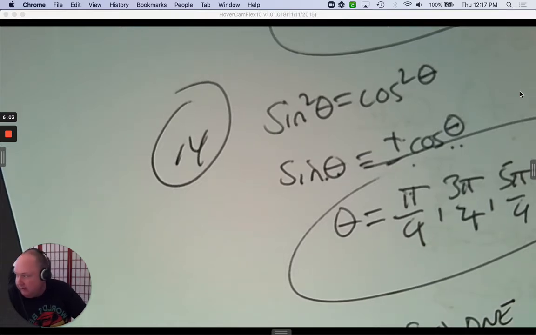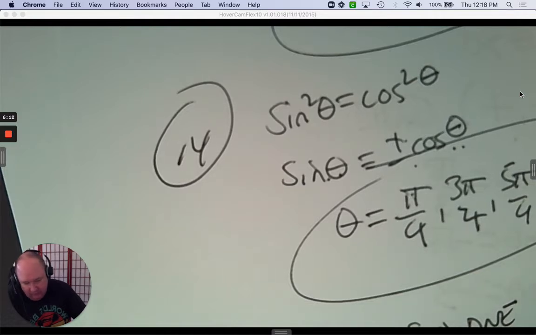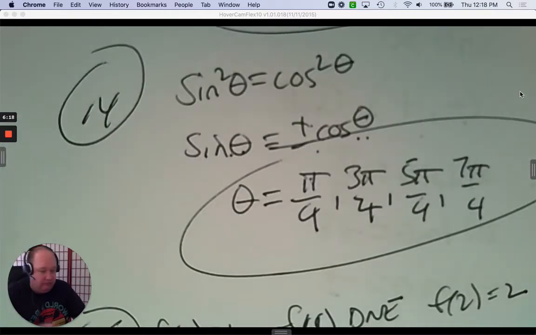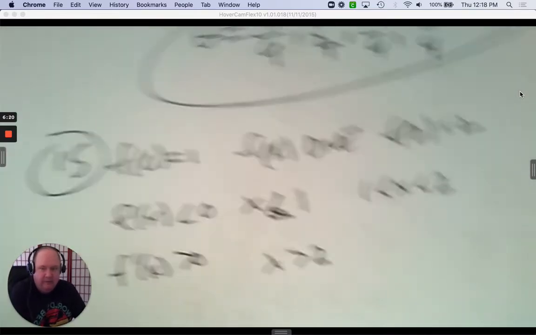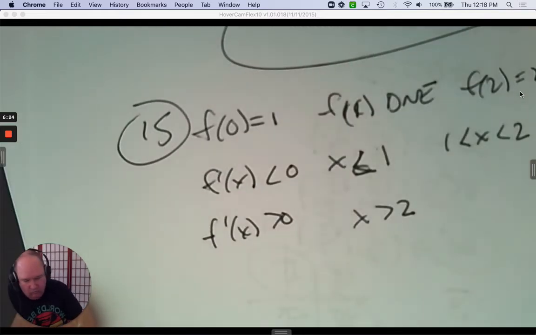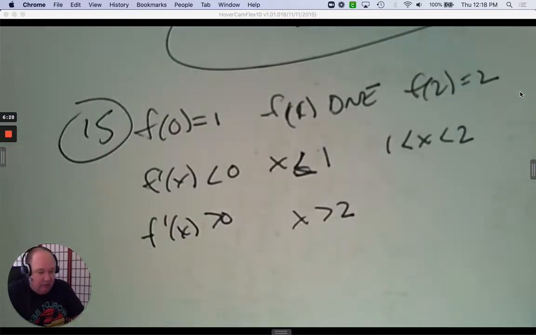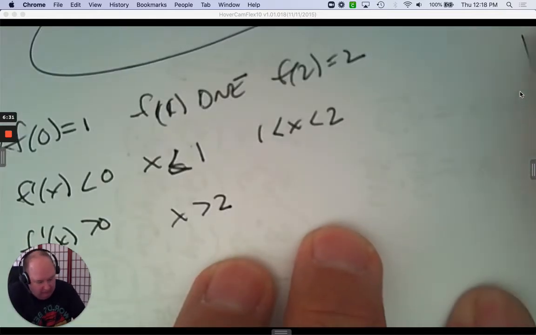The next one: the derivative is positive when x is greater than 2. And then it talks about the second derivative and so on. So let's just draw number lines to be able to understand this better. And then at the end of it, we're going to try to sketch it. So far, this is what I know about the graph.